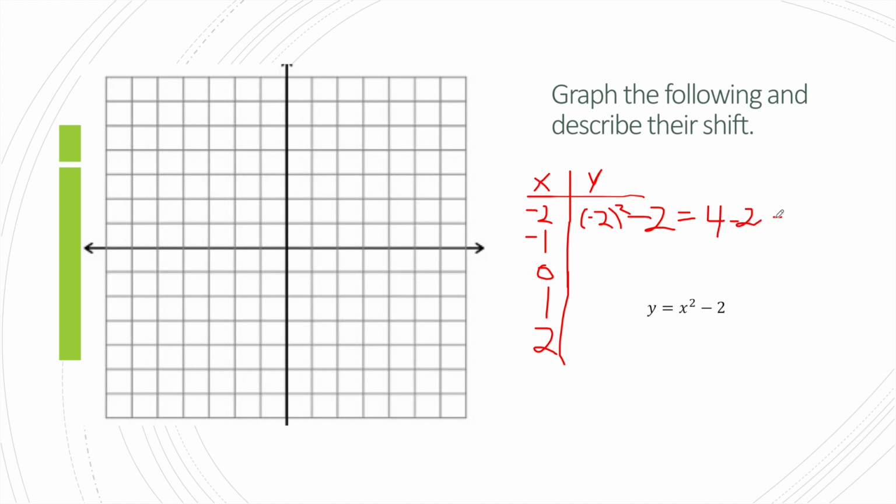Okay, now let's try for negative 1. Let me plot this point first. So I have x is negative 2 and y is 2. There we go. So now let's plug in when x is negative 1.